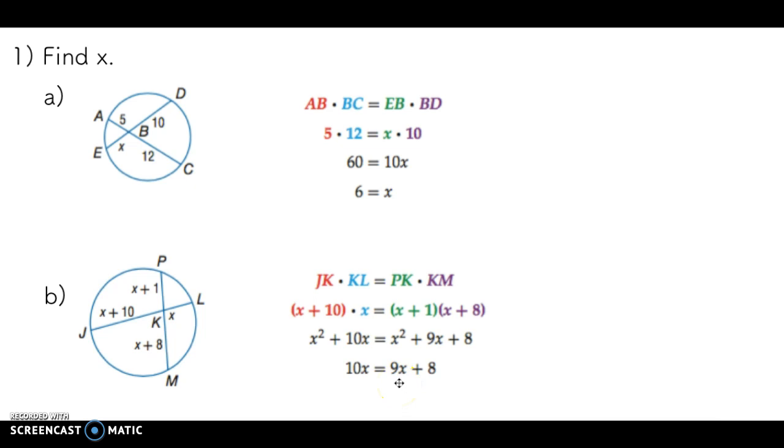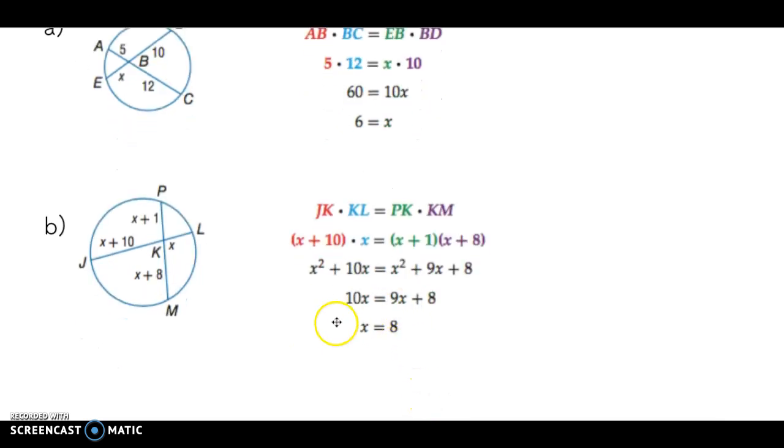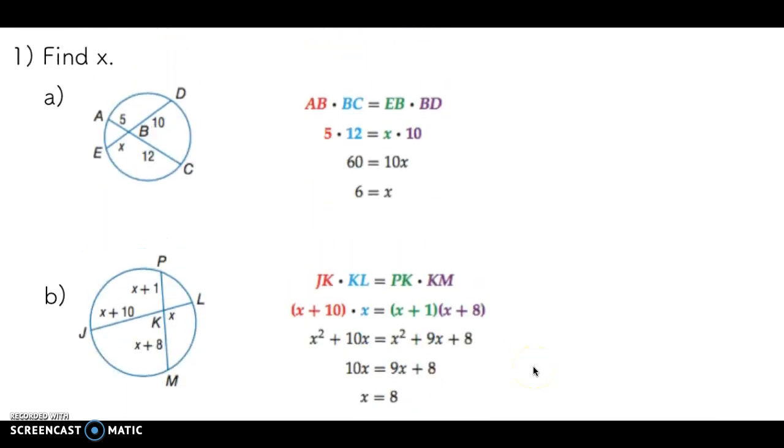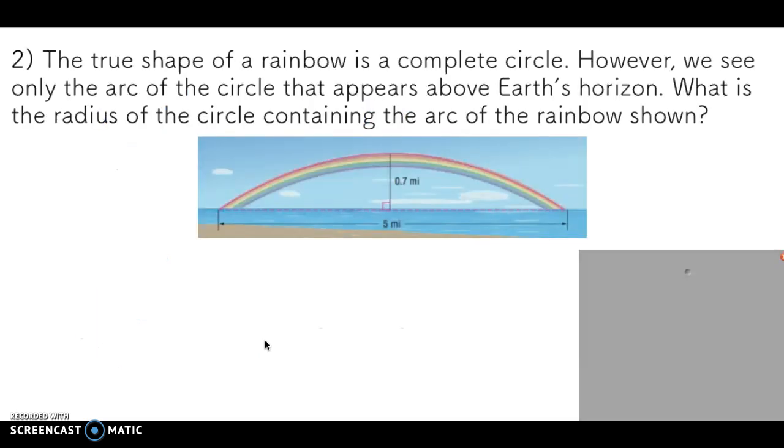To simplify, you bring the x squareds onto the same side of the equation. They cancel each other out, so then you're left with 10x equals 9x plus 8. Then when you bring 9x onto this side of the equation, you get x is equal to 8, and that's the answer. So it's a pretty easy formula, right? When two chords intersect inside the circle, if you find the products of their chord segments, they should be equal to each other.